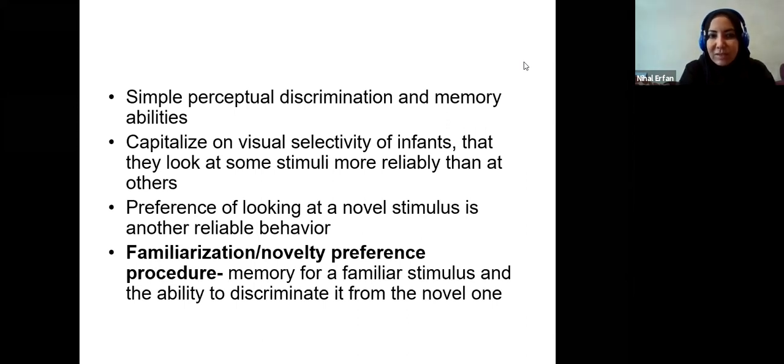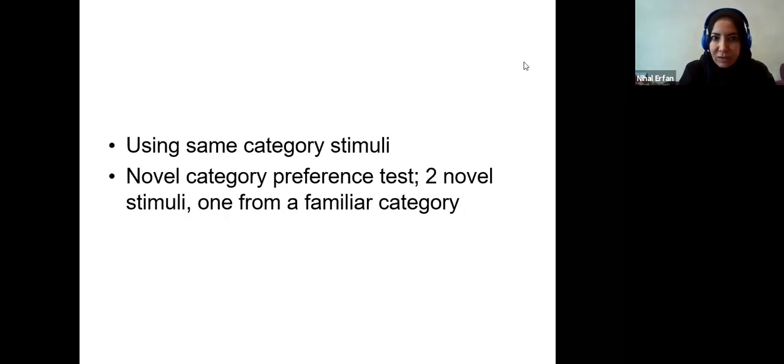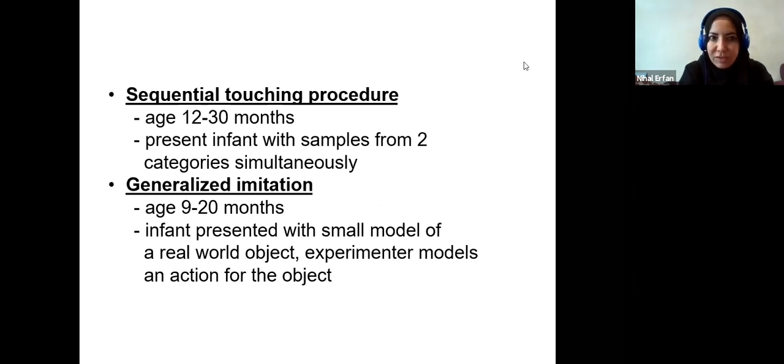Again, it requires brain integrity. And it capitalizes on the visual selectivity of infants, that they look at some stimuli more reliably than others. And there's a preference to look at new things. And this is called the familiarization novelty preference procedure, a memory for a familiar stimulus and the ability to discriminate it from a novel one. So they tried to understand how infants can prefer things over others. They looked at two procedures. One is called the sequential touching procedure, and one is called the generalized imitation.